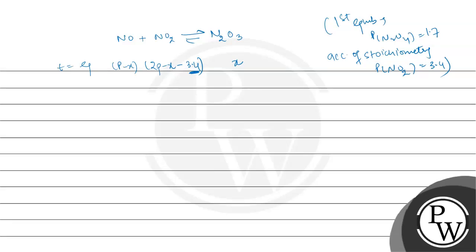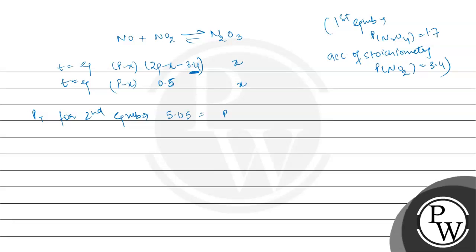Now, at t equal to equilibrium, since we calculated the pressure of NO2 from the first equilibrium, which came out to be 0.5, it can be used over here also, while this is X. Now, P total for the second equilibrium is given to be 5.05.